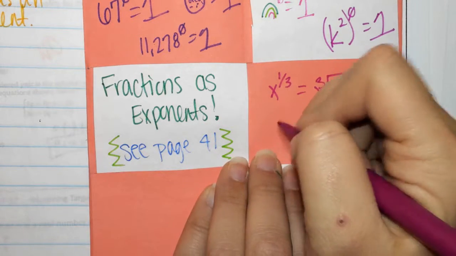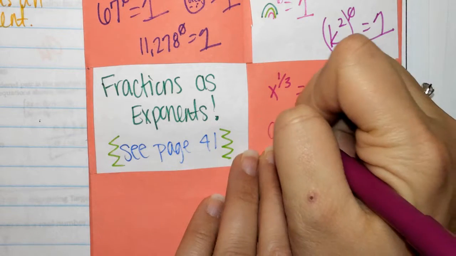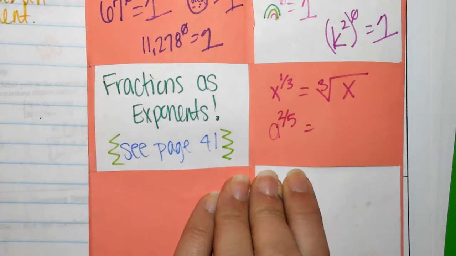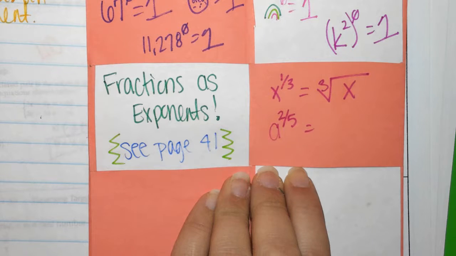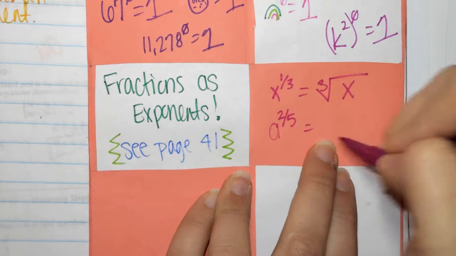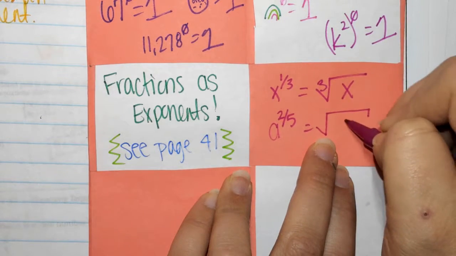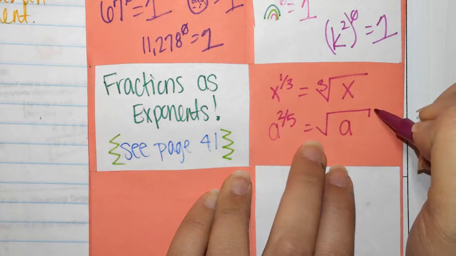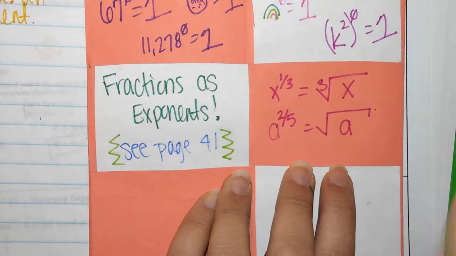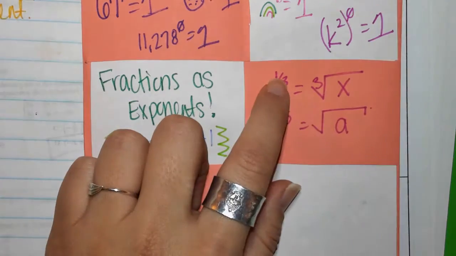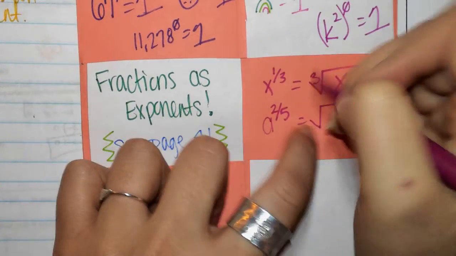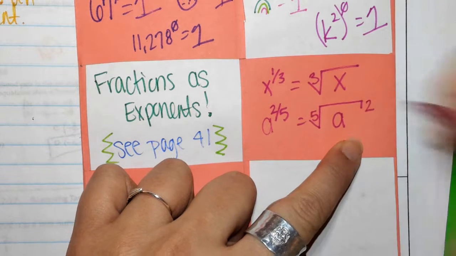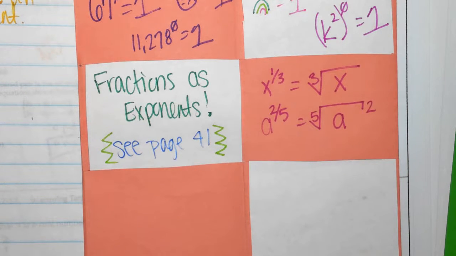So, what if I said a to the 2/5 power? The denominator always goes in the mullet, so the 5 goes in, and the 2 would come out here. That's it. That's all you do. And we're going to cover that in more depth tomorrow, maybe Wednesday. We'll continue then.